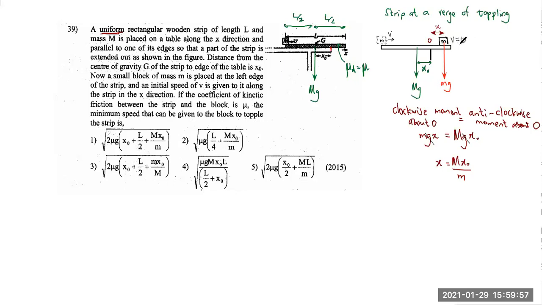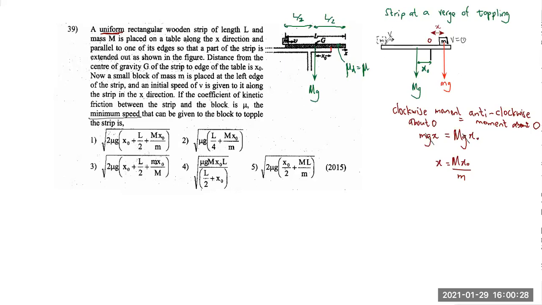Why am I saying its velocity should be 0, people? It will slow down and it should come to rest here because they are asking for the minimum speed. If your speed is larger than that, the block will keep moving, going past this, and the strip will topple. Here they are asking what is the minimum speed required. So you have to consider, when I give a speed, it will cover a distance which is just enough to topple the strip.